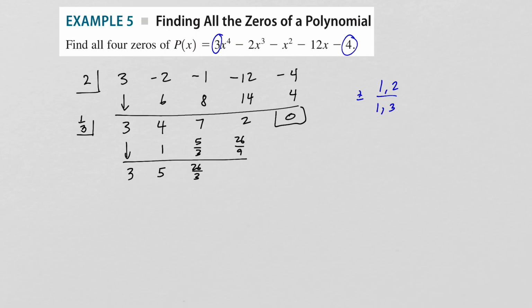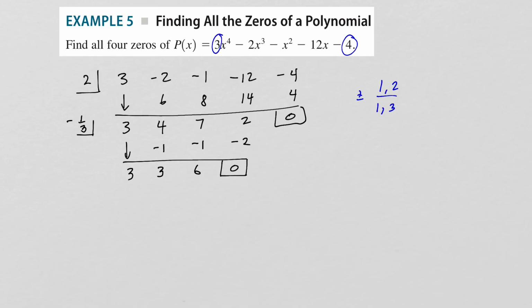So let's try -1/3. -1/3 times 3 is -1. 4 plus -1 is 3. -1/3 times 3 is -1 again. 7 plus -1 is 6. And -1/3 times 6 is -2. And there it is. We have another 0.